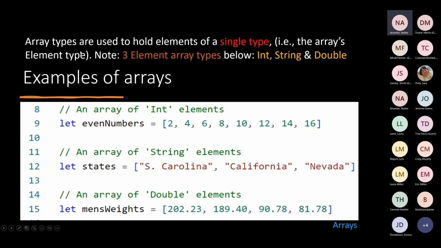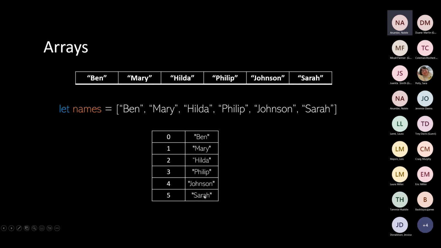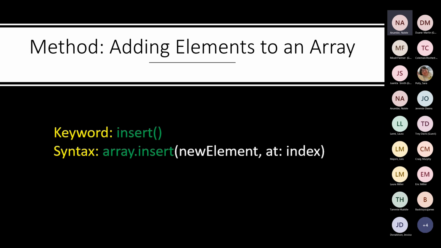So notice this, arrays are used to hold elements of the same type. So this is an integer. These are all integers. These are strings. Notice that they are all strings. And these are doubles. Notice that they are all the double type. This is more like the example we talked about earlier, where each element in the array has a specific address.